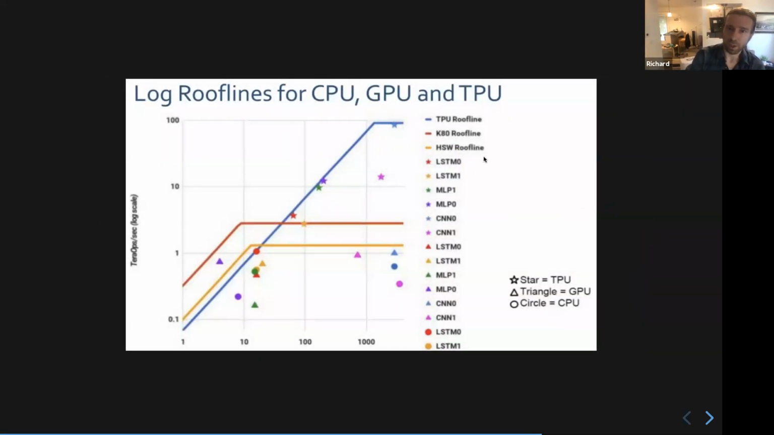Now on the right-hand side here, I've got a bunch of different neural networks. These are used for machine learning. You've got your LSTMs. These are really sparse, serialized networks. And on the opposite end of the spectrum, you have your convolutional neural networks. These have extremely high operational intensity. So again, operational intensity is on the x-axis.